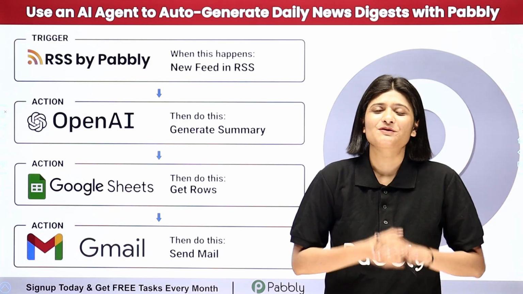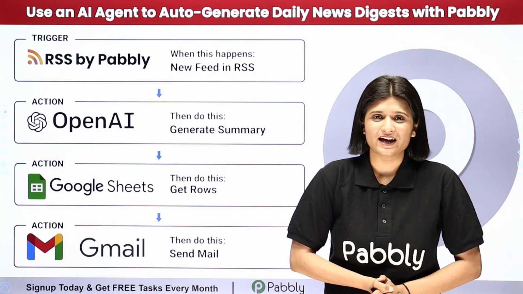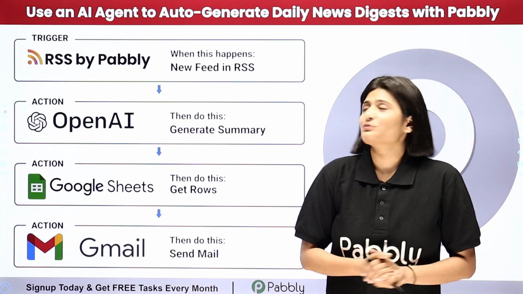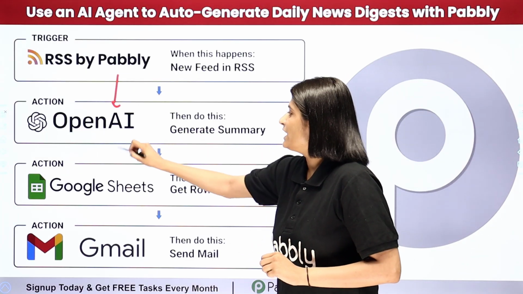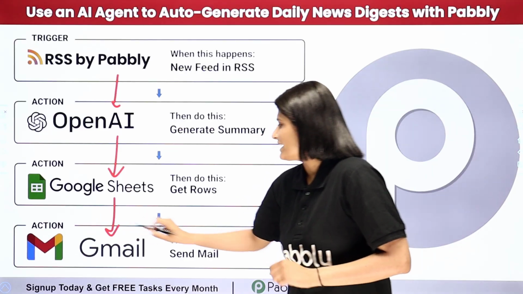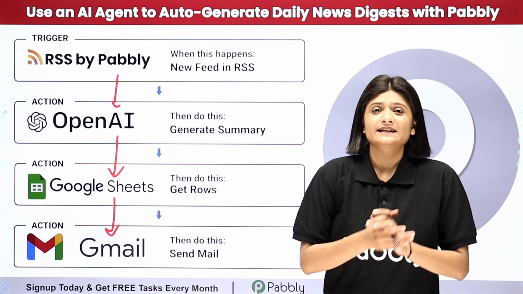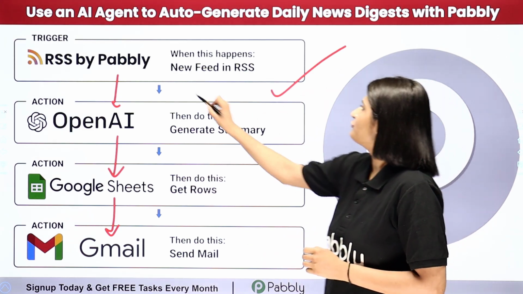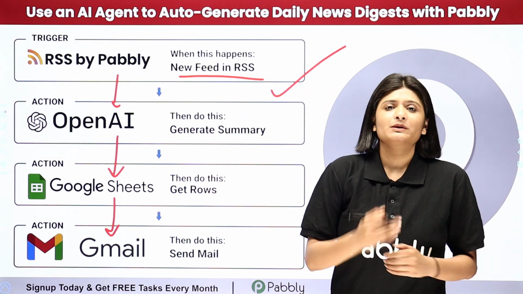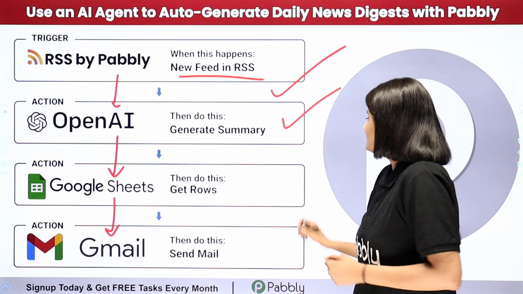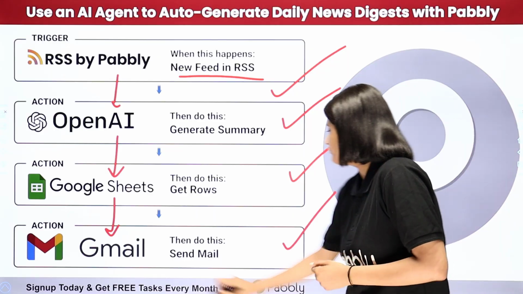Pabbly Connect is an amazing automation and integration software which requires no coding or programming skills. Here I just need to build a connection between RSS by Pabbly, OpenAI, Google Sheets and then Gmail. With the help of Pabbly Connect, I am going to build this connection in such a way that whenever there is a new feed in my RSS, a summary will be automatically generated with the help of OpenAI, and then I am going to send this to my subscribers with the help of Gmail.